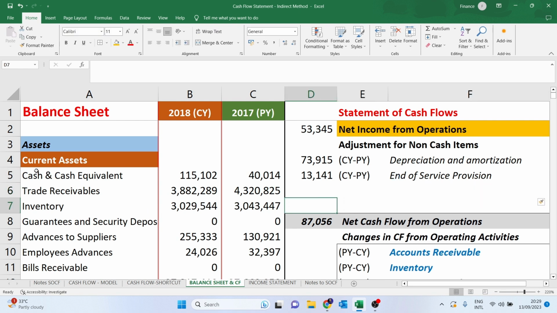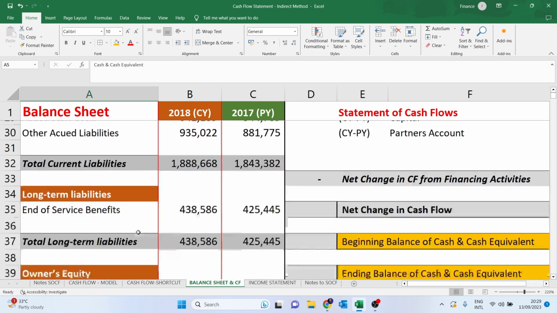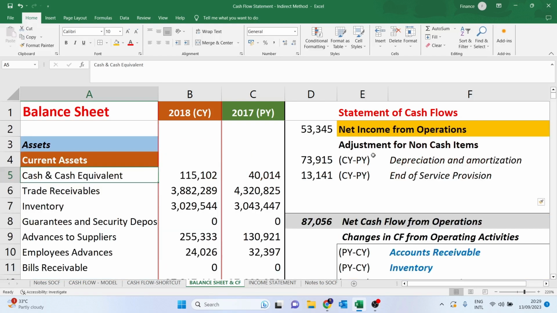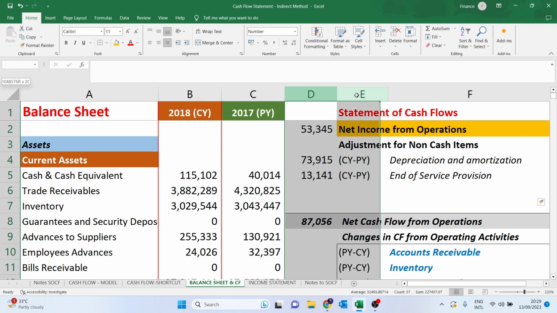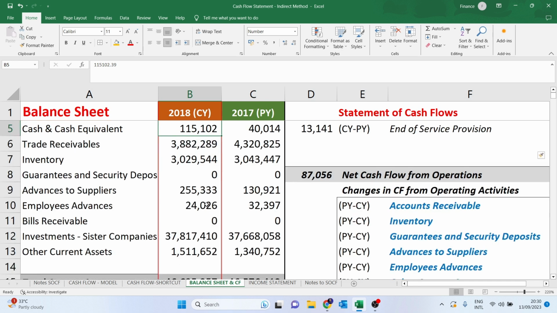Actually, each and every item in the balance sheet needs to be recorded except cash, the retained earnings and the income. In this calculation we will not take cash, but cash is required: the opening balance and closing balance are needed for confirming the cash balances. We will not take the movements in this SOCF calculation, because we are working on the movements: how this 40,000 became 115,000. That is the SOCF, what is called the statement of cash flows.